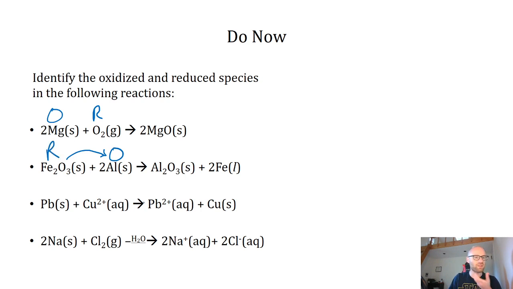It looks like in this third reaction that electrons are being transferred. The copper is going from a positive ion to a neutral atom, and the lead is losing and the copper is gaining. And looking at the last reaction, it seems similar, where charges are made where there are no charges to begin with. So the sodium is going to lose electrons and the chlorine gains.